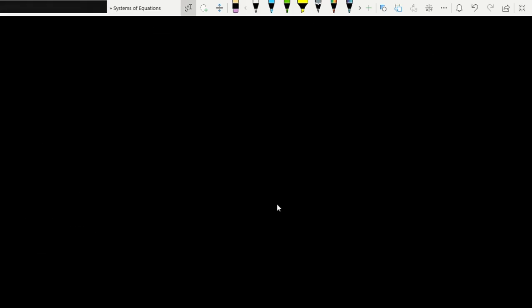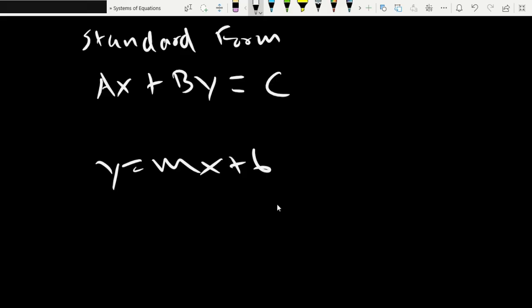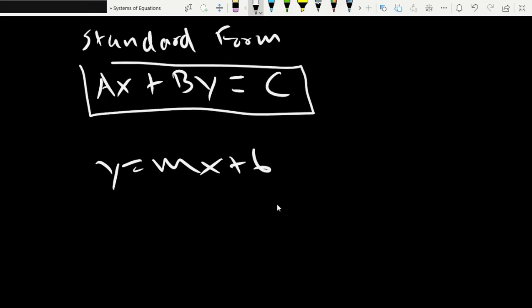Okay guys, so now I wanted to introduce you guys to standard form, okay? So standard form is just when the line is in this form right here, ax plus by equals c. Okay, this is standard form. Now, the other form that we can see is the y equals mx plus b form. So you could either see the equations in standard form, which is this form right here, or you could see the equation in y equals mx plus b form.